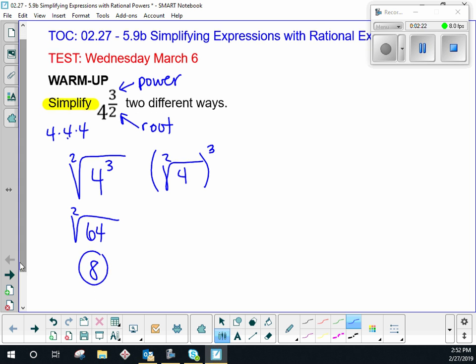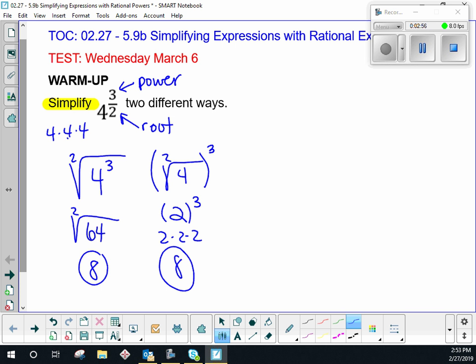And then writing it the second way, where you take the root first. So order of operations, you do inside the parentheses first. So you take the square root of 4, which is 2. And then you do the power. And 2 cubed means 2 times 2 times 2, which is 8. Okay. Now this problem was really simple to do either way, all right? But sometimes the numbers get really, really big and harder, and so there's an easier way to do it.